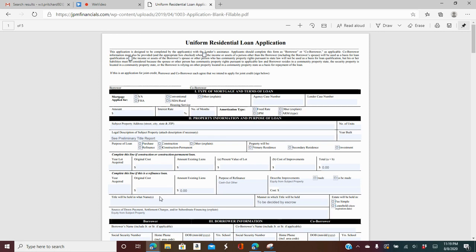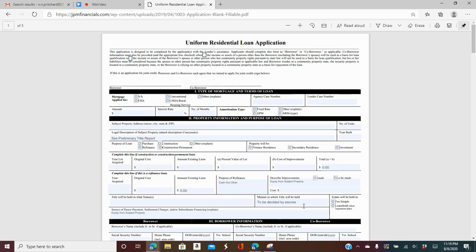Title will be held in what names? If it was just me, Madi, I'll put my name first and last. Manner in which title will be held, I would say it's just me. I will be holding this title solely. If it's husband and wife, their names will be listed here, and manner in which title will be held, it will be tenants by the entirety.